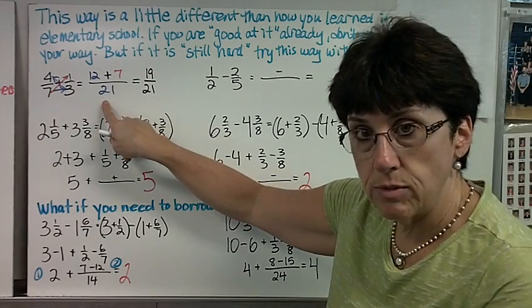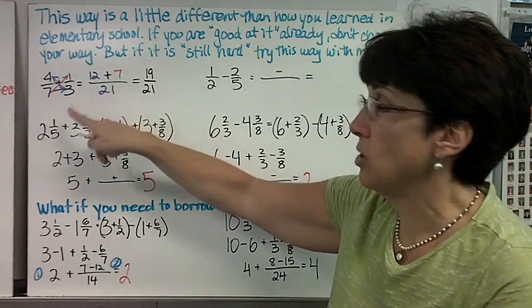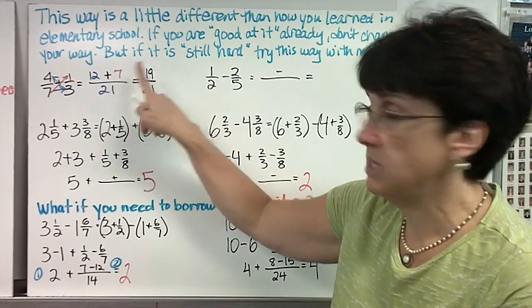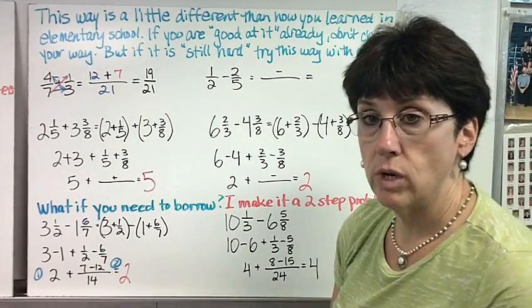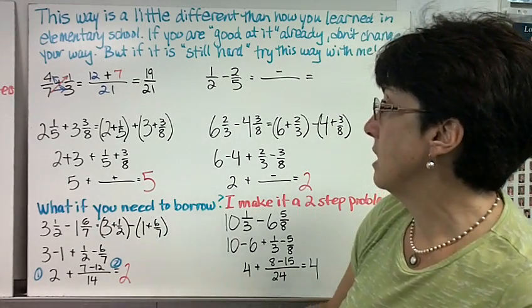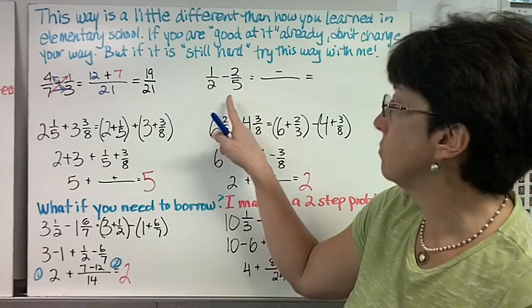So I did the two steps that we're doing first in the blue and the other one in the red, just so you can kind of see. Now we add the numerators. 12 plus 7 is 19. 19 over 21, I can't reduce it. I'm good. All right? Now let's try one with subtracting.